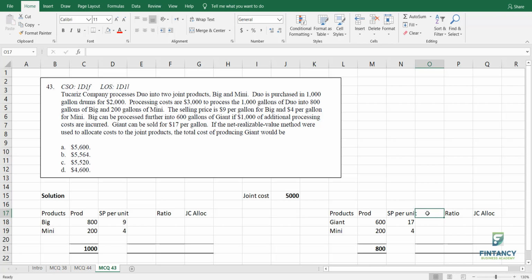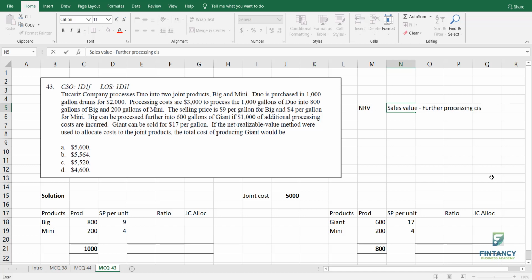So my friends, if you see here, we are using which method? First of all, you need to remember what is the method? NRV method. When I'm saying NRV, which is net realizable value. What is the formula to calculate net realizable value? You will say sales value minus further processing cost.